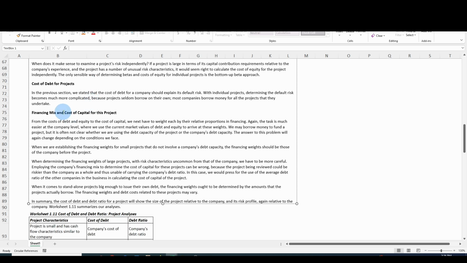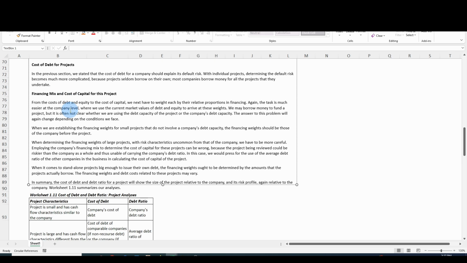Cost of debt. In the previous section, we stated that the cost of debt for a company should reflect its default risk. With individual projects, determining the default risk becomes much more complicated. Projects seldom borrow on their own. Most companies borrow money for all the projects that they're undertaking.